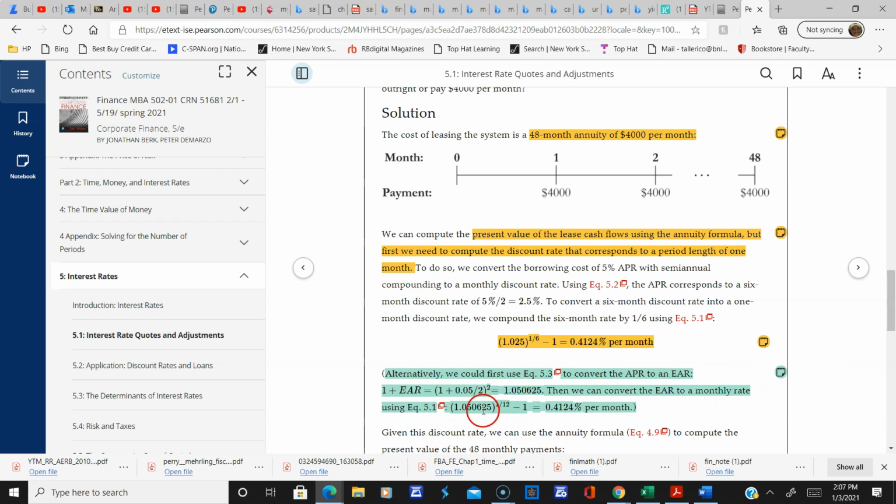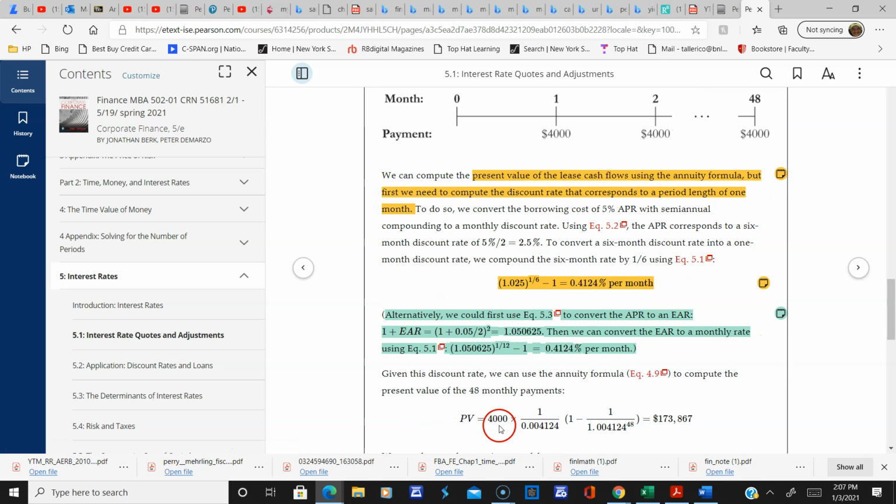And then you can basically take that EAR, right, and subtract 1 and then get a monthly rate for that using equation 5.1. All right, so now we get the monthly discount rate because remember we're paying everything monthly. Remember, everything apples and apples. So the present value now, this is the present value of the monthly payments for 4 years. Okay.